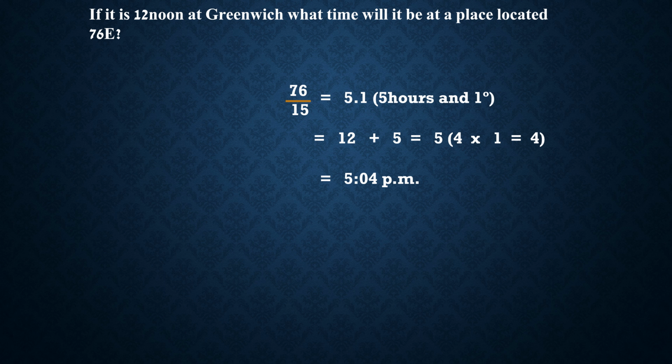So since we have 5 hours and we're going east, all we're going to do with our minutes is to add it to our 5 hours. So we add our 4 minutes to our 5 hours, and this will give us 5:04 p.m. And that is the time of the place located 76 degrees east of Greenwich. It's a lot easier when you're going east. All you do, you add.